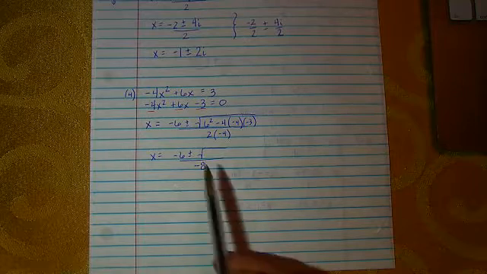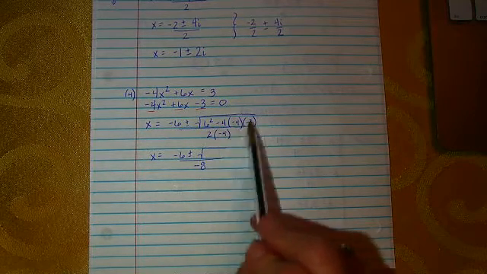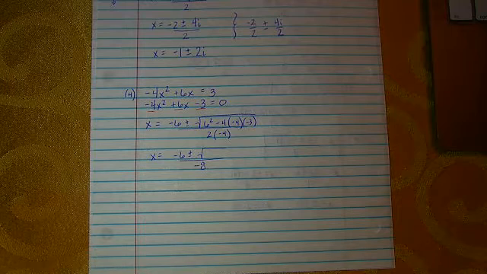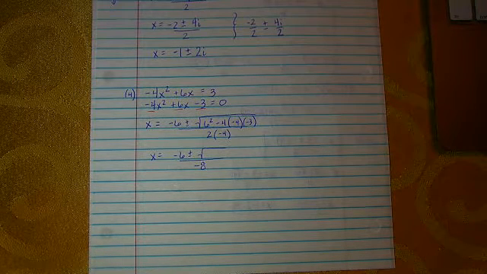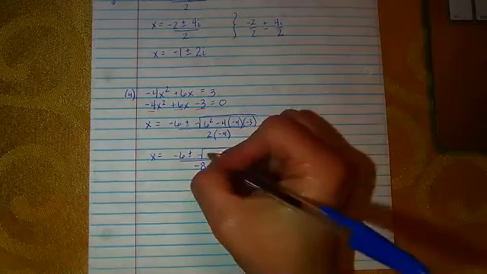Without hitting the square root button, we're just going to do this part underneath. That's our discriminant. Let's punch that in our calculator. So we have 6 squared minus 4 times -4 times -3. This time I have -12.